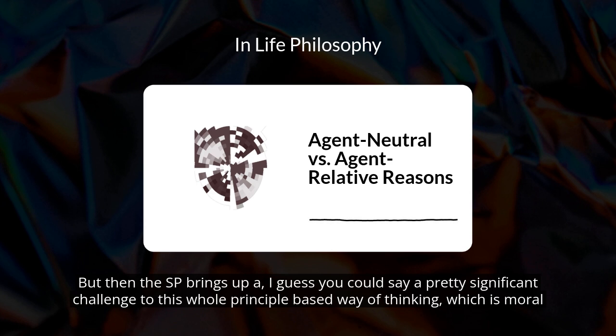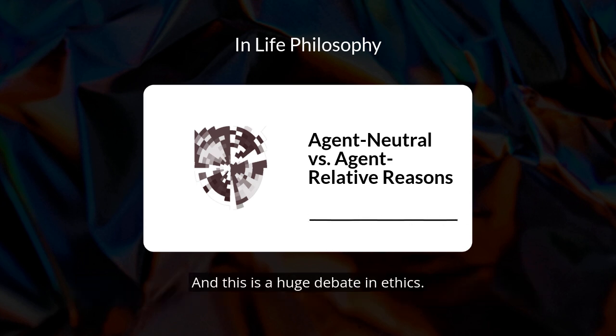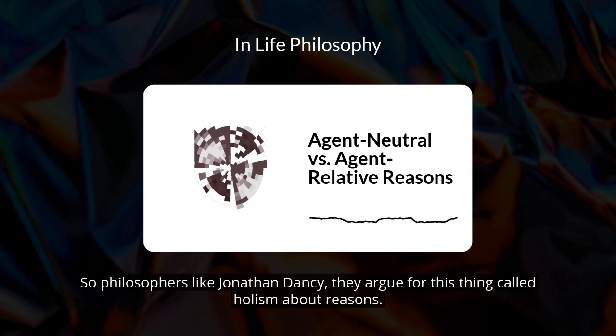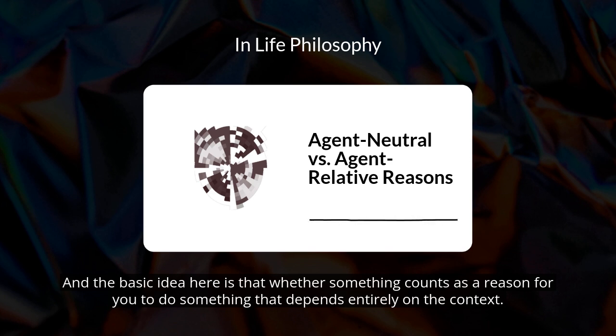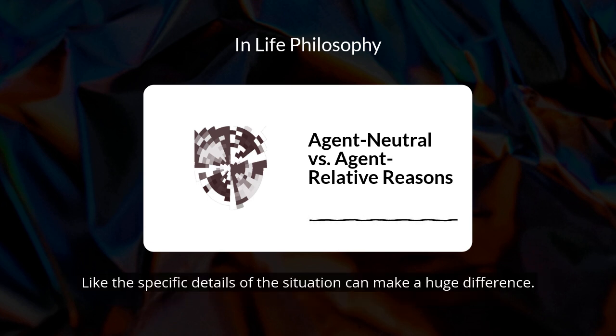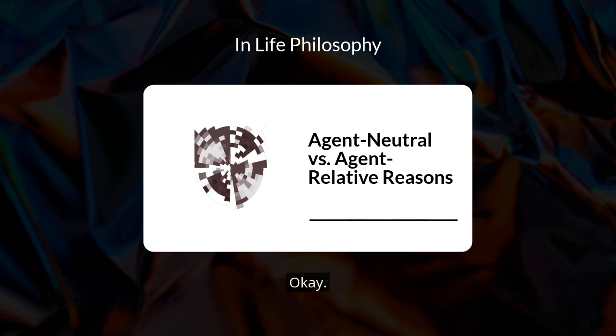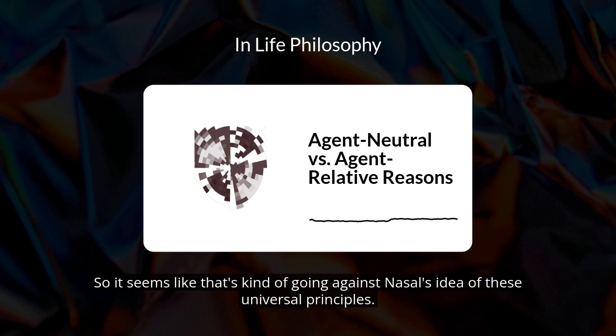But then the piece brings up a pretty significant challenge to this whole principle-based way of thinking, which is moral particularism. This is a huge debate in ethics. Philosophers like Jonathan Dancy argue for this thing called holism about reasons. The basic idea is that whether something counts as a reason for you to do something depends entirely on the context. The specific details of the situation can make a huge difference. So reasons can be context-dependent. Exactly, so that goes against Nagel's idea of universal principles.